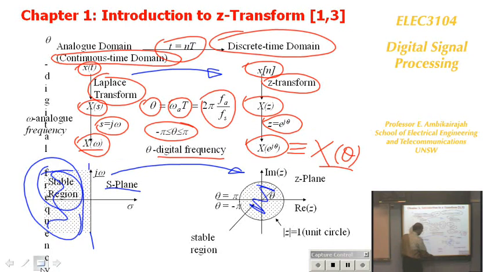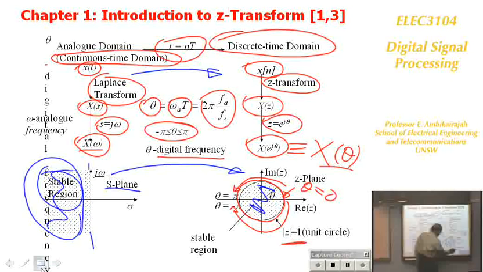And you then find that this position is theta equal to zero, and we come along this way to theta equal to pi. And this is theta equal to zero, and this is theta equal to minus pi. And we can show that this boundary circle is given by the equation mod z squared equal to 1. That means the radius is equal to 1. And what's inside here, this region, is the stable region. So there are two different domains you have.